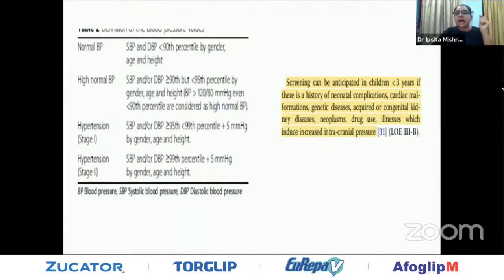Now, apart from this, hypertension, or the estimation of blood pressure, which is missed in clinical practice, must be done, and they are labeled as hypertensive if the blood pressure is beyond the cutoff values on 3 repeated occasions. For children less than 3 years, routine screening is not done, but only under certain specific circumstances like neonatal complications, cardiac malformations, or genetic diseases. Blood pressure must be estimated at least 3 times.